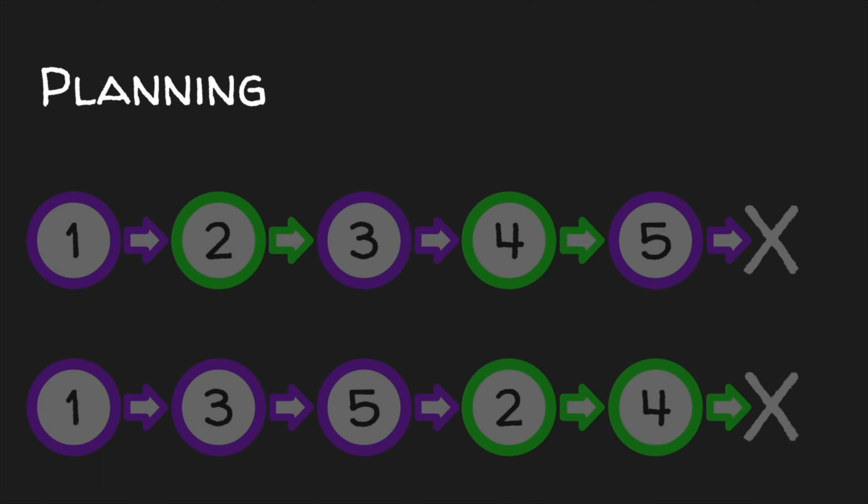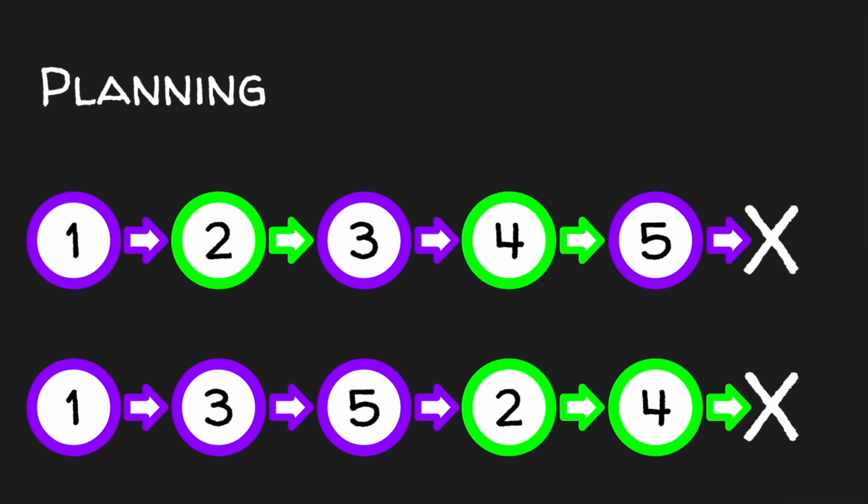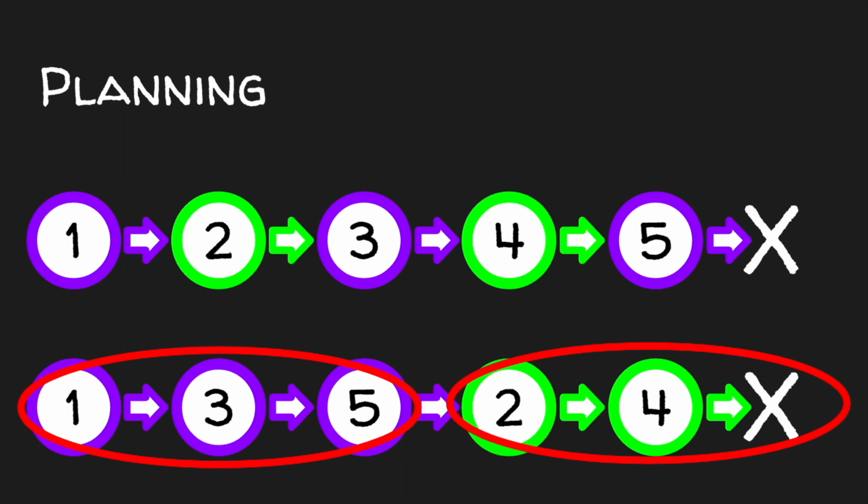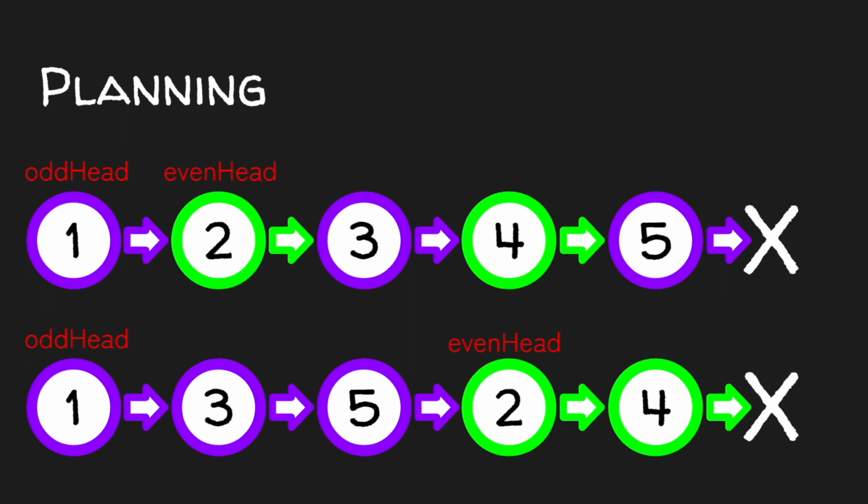Alright, so really we're building two sublists. One list with the nodes with the odd indices, and another list with the nodes with the even indices. So let's create two variables to keep track of the head of each sublist. Let's call the head of our odd indices list odd head, and the head of our even indices list even head. Odd head is initialized to the first node of our linked list, and even head is initialized to the second node of our linked list.